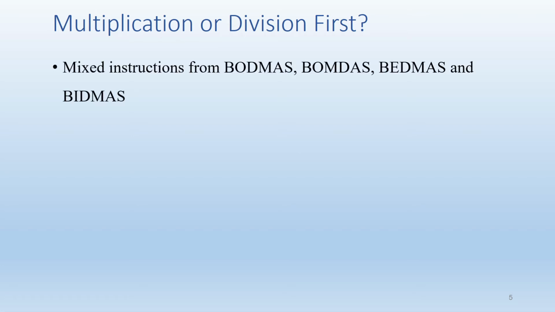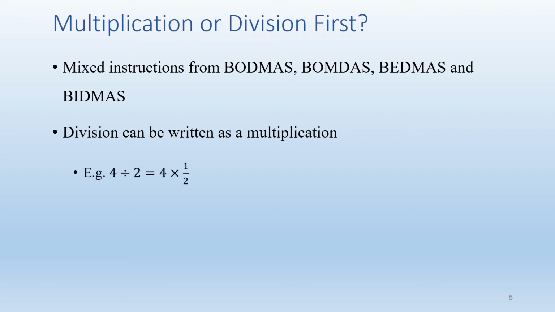We get mixed instructions depending on what school you went to. The BODMAS people might think to do division before multiplication, whereas the BOMDAS people do multiplication before division. And again, that's a guide only. Once again, like the addition and subtraction scenario, we can write division as a multiplication by the reciprocal. So divide by 2 is the same as multiply by a half.